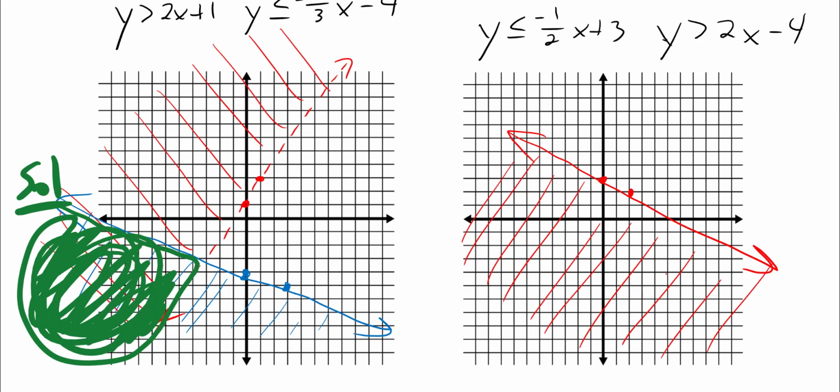Okay, cool. The next one is y is greater than 2x minus 4, so let's do that in blue. So we're going to go down 1, 2, 3, 4. And we're going to go up 2 and over 1. And that's a dotted line.